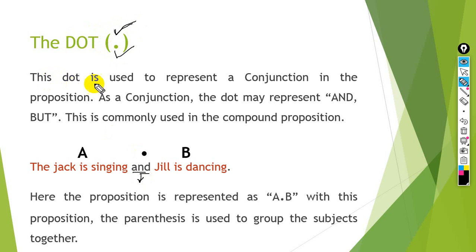Look at this. This dot is used to represent a conjunction in the proposition. The dot may represent "and" or "but". This is commonly used in compound propositions only. For example, Jake is singing, Jill is dancing. So these are the two propositions, proposition 1 and proposition 2. Both are combined through conjunction.